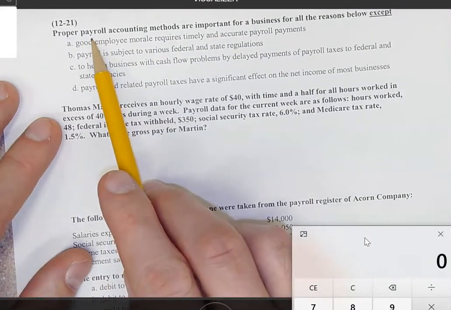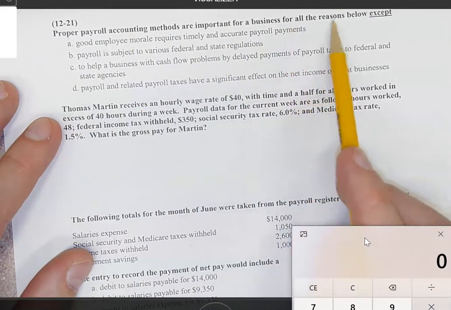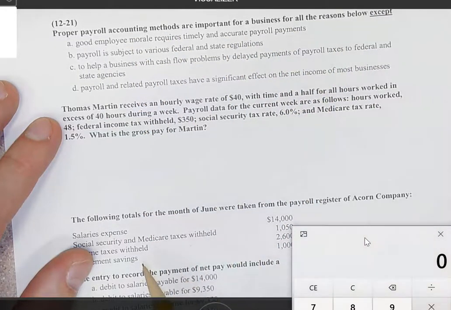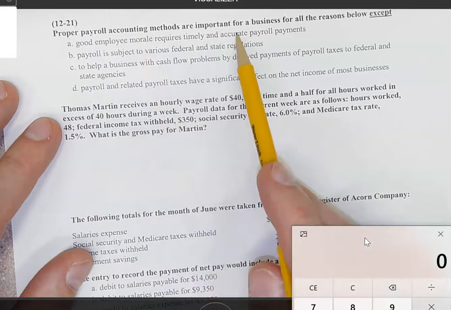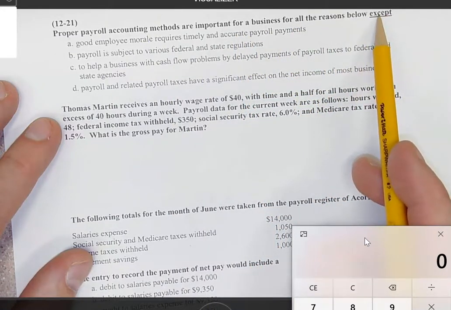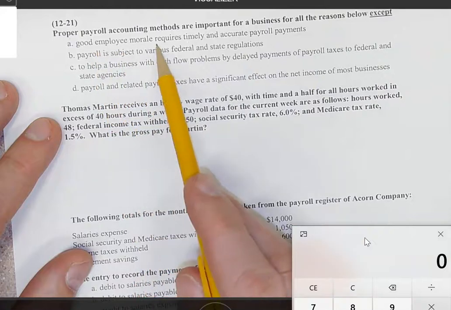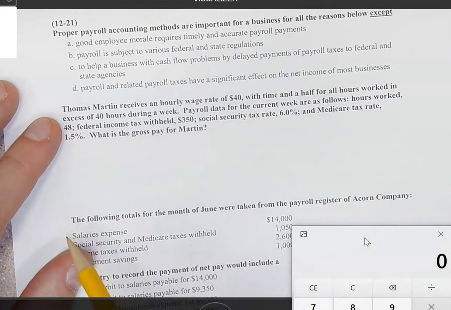It says, proper payroll accounting methods are important for a business for all the reasons below except. Okay, so we've talked about how important it is to be accurate and timely. This is nothing new. So that means 3 of these are true. Good employee morale requires timely and accurate payroll payments. Well, that is a true statement. Therefore, it is not the right answer.